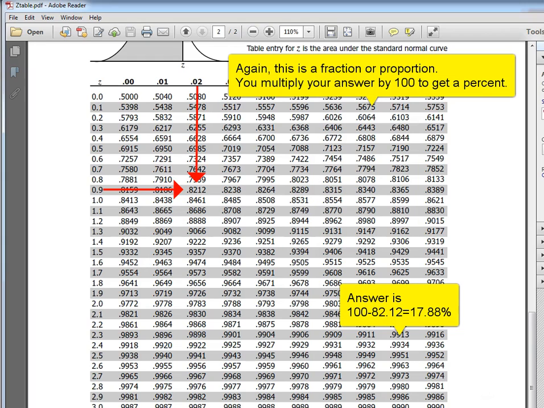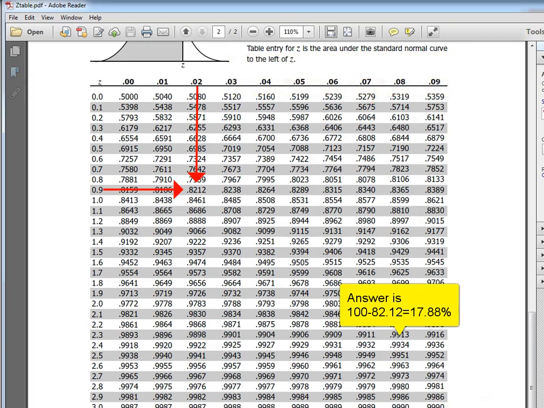So the percentile that we're given is 82.12%. But the table gives us everything that's below average. So 82.12% is the percent of men that fall below a height of 6 feet. And we want every man that falls above that height. So we're going to subtract this from 100, and that's going to give us a percent of 17.88. That's the percent of men that fall above a height of 6 feet.